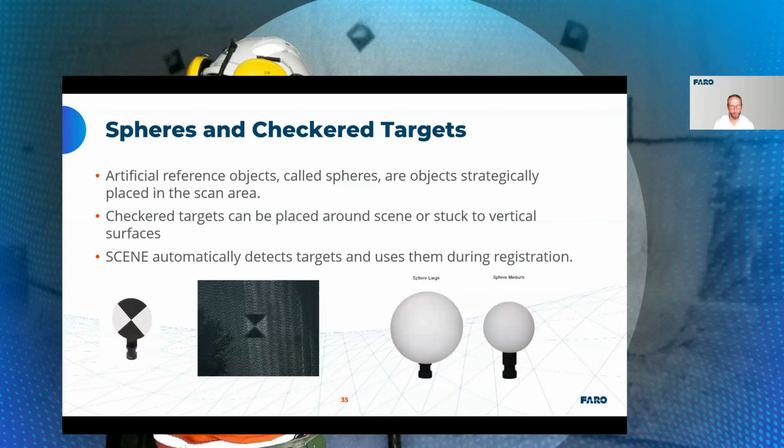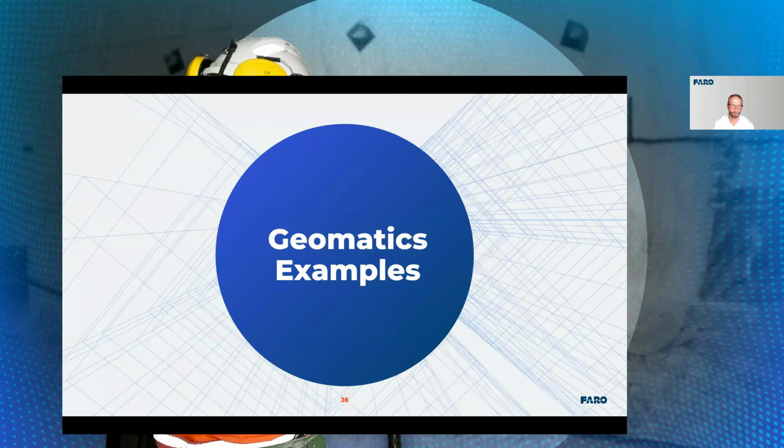Lastly, spheres and checkerboard targets. These tools are very much used in all different types of laser surveying. So this could be registering of terrestrial data, but it can also be used for survey information. So we can then survey in each of these targets, and when we bring it into the software, again, the software will do this automatically, and it'll triangulate and georeference your data set.